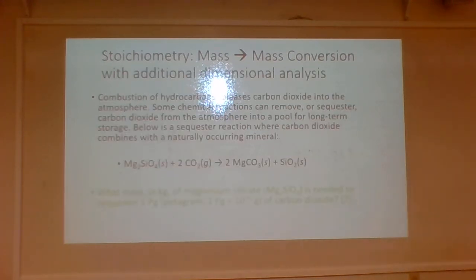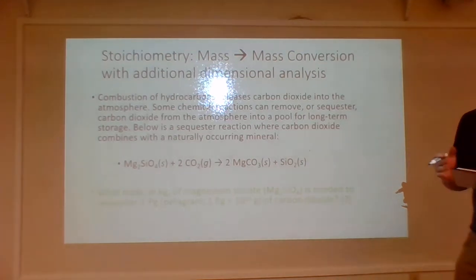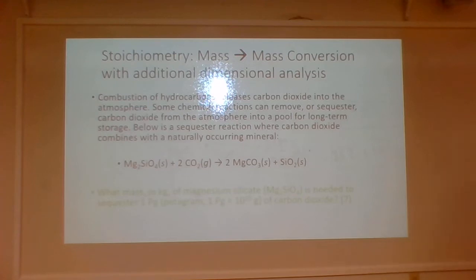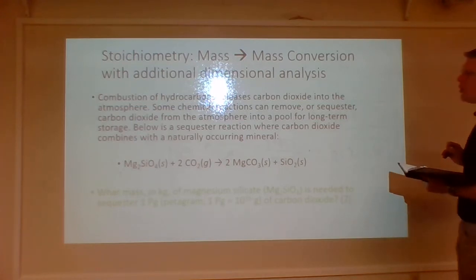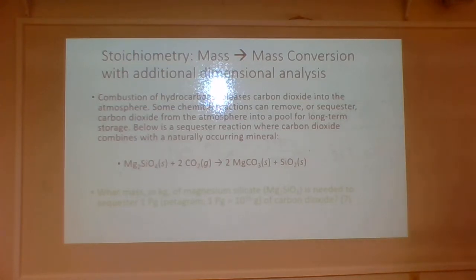Okay, so now we will take a look at a mass-to-mass conversion that has some additional dimensional analysis to it as well. So the combustion of hydrocarbons releases carbon dioxide into the atmosphere. Some chemical reactions can remove or sequester carbon dioxide from the atmosphere into a pool for long-term storage. Below is a sequester reaction where carbon dioxide combines with a naturally occurring mineral.